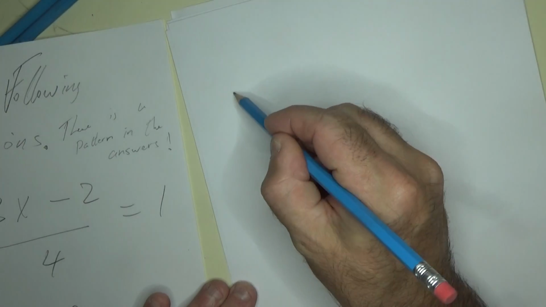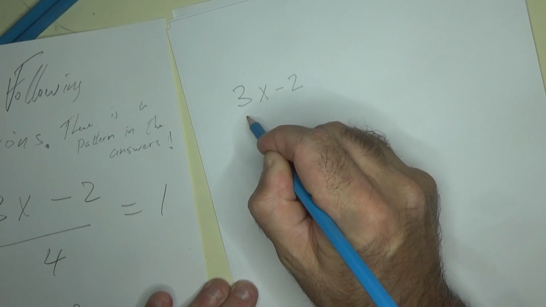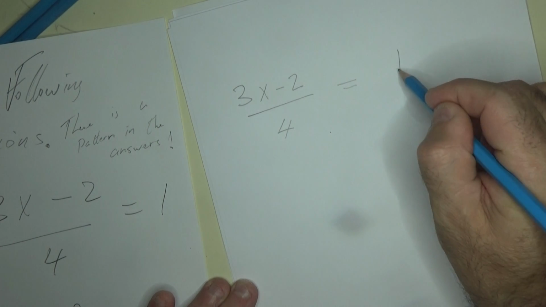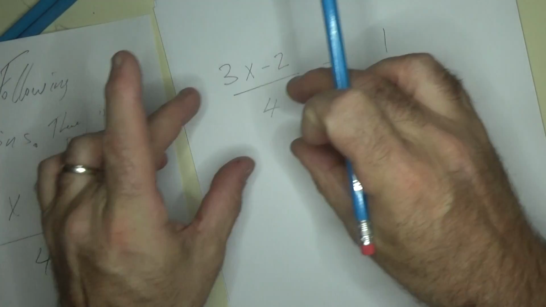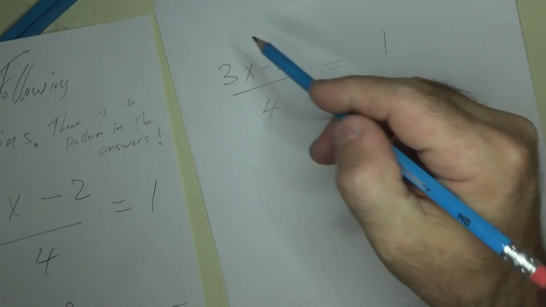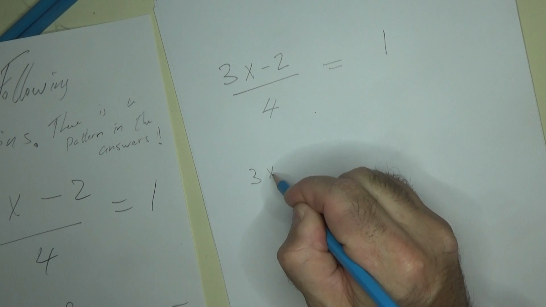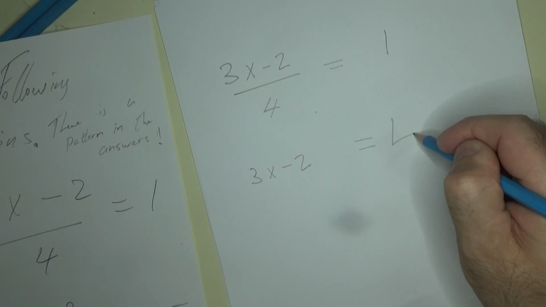Okay, so the first equation is to find the solution to 3x minus 2, all divided by 4, equals 1. So you focus on the denominator, it's 4. We're going to multiply across by 4. Multiplying the left hand side by 4 leaves 3x minus 2. Multiplying the right hand side by 4 gives 4.